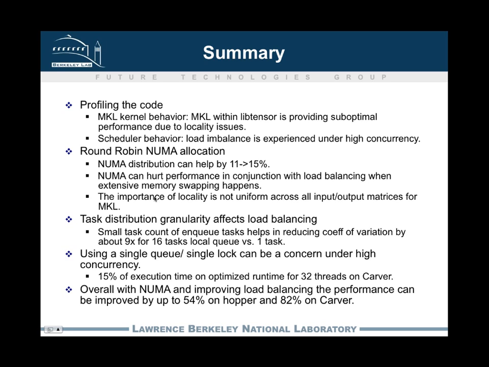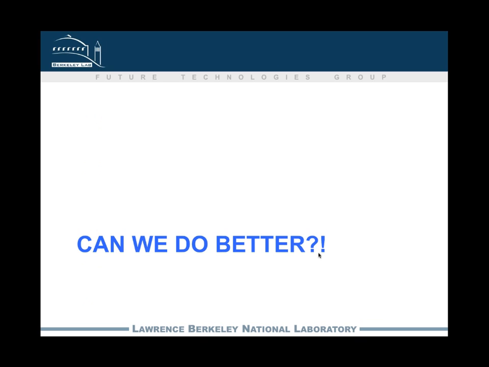The first one is round-robin NUMA allocation, which improved the performance by 11 to 15%. Also, we tried to change the task distribution quanta to improve the load balance of the workload, and overall we achieved up to 54% on Hopper and 82% on Carver. This set of optimizations are the ones that are possible when you have very little information at runtime about the task that you are trying to execute. So basically, answering the question, can we do better?